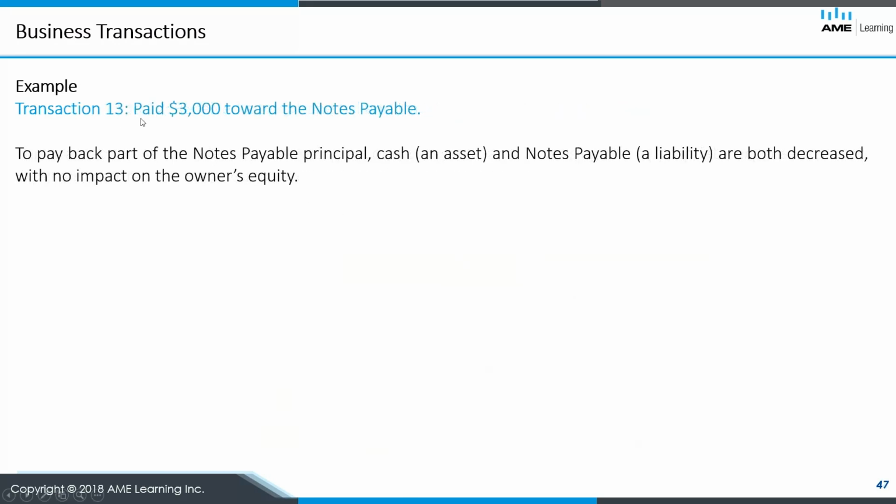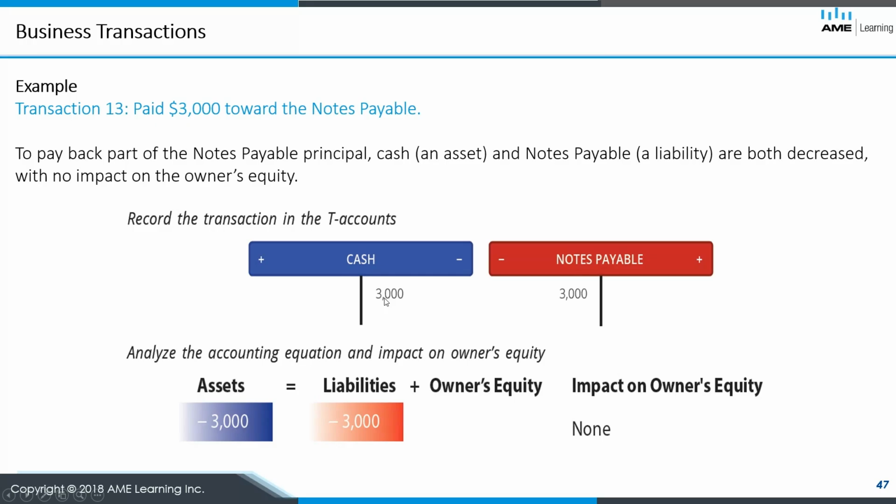Okay, let's see, transaction 13. We paid $3,000 toward the notes payable. So here we're just going to see cash going down, liabilities going down. This is very similar to what we saw in chapter 1. So sometimes, there's no impact on owner's equity. It's just assets and liabilities changing concurrently.